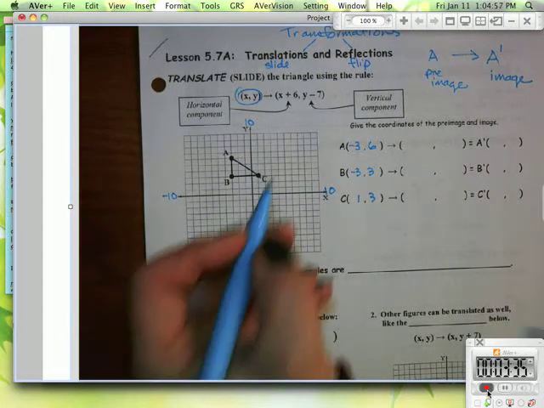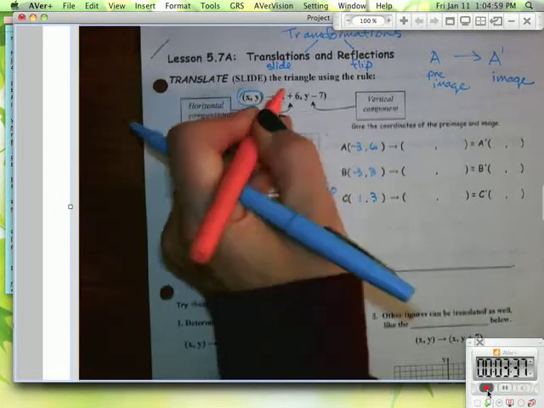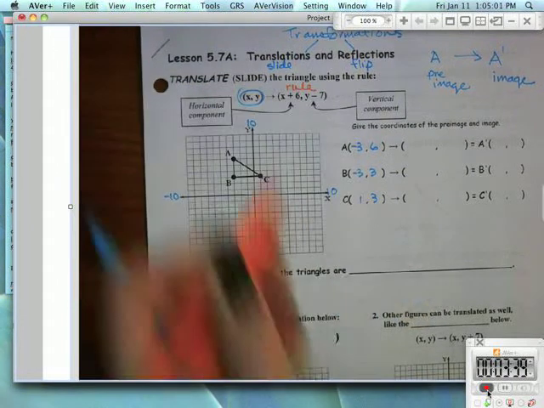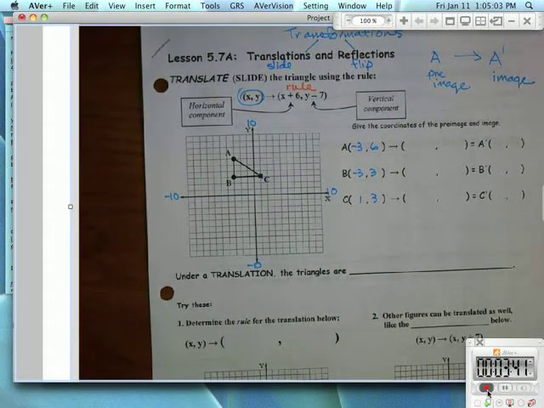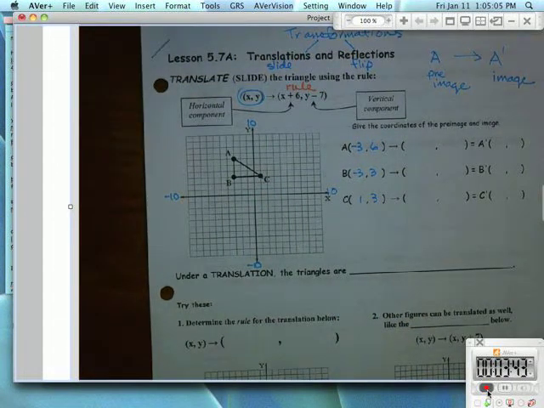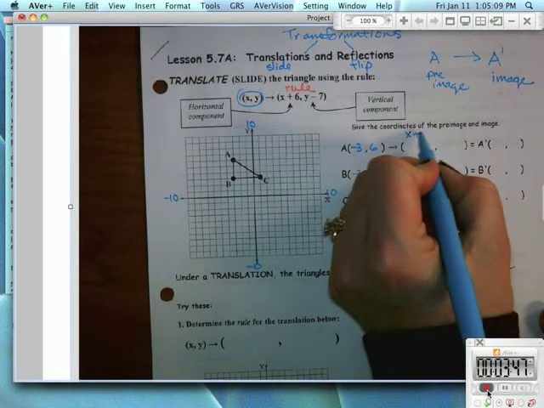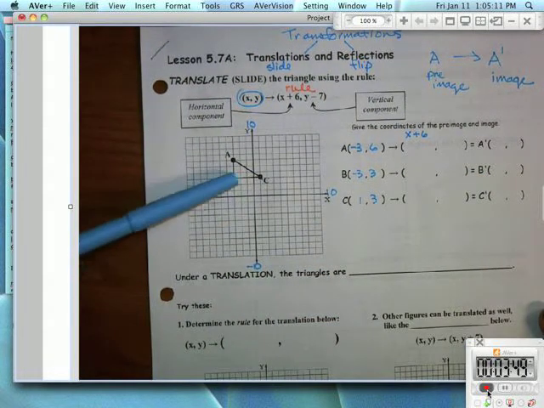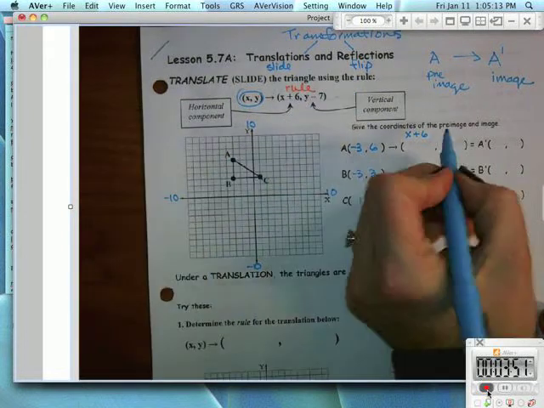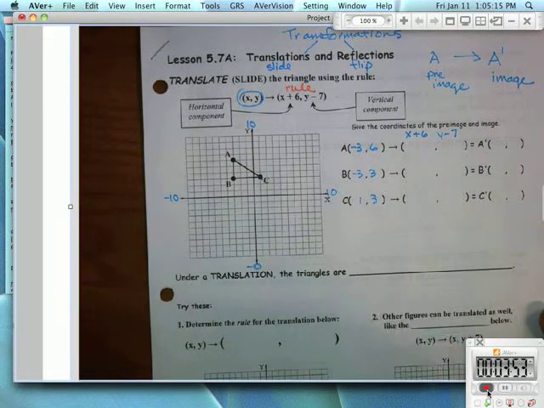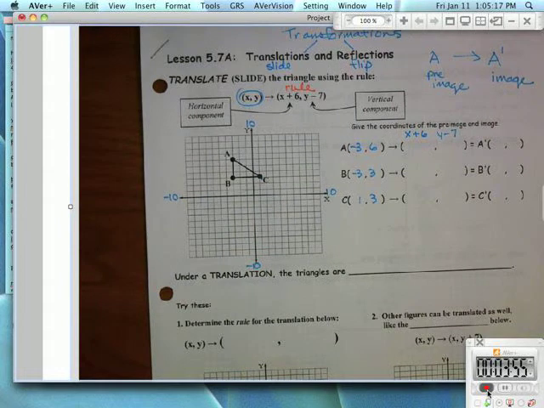Now this rule, we call this a rule. Oh, don't you love that word? So what we're going to do to each of our points is add 6 to the X, which is going to make it shift to the right. And then we're going to subtract 7 from the Y. Do you think that's going to make it go up or down? Down. It's going to make it go down. So let's just do that.